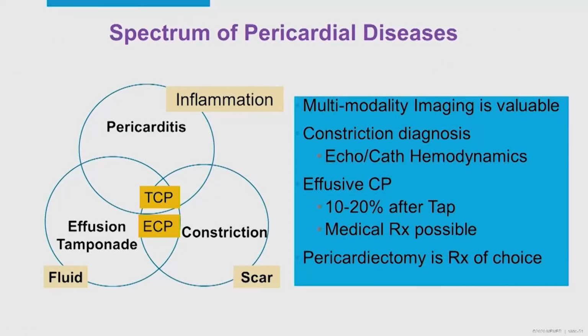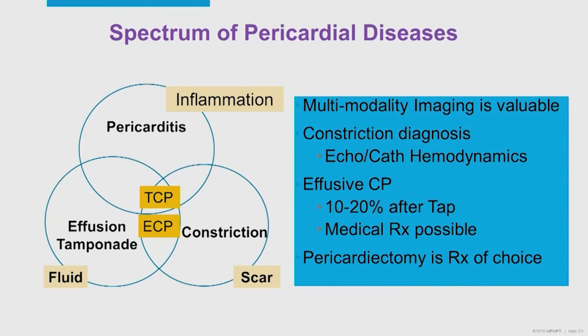So if I can just summarize, pericardial disease has a lot of spectrum: inflammation with pericarditis, fluid with effusion and tamponade, and then scar with constrictive pericarditis. And I think multimodality imaging is quite valuable. Also, the constriction diagnosis really has to be based on hemodynamics. Whether you do echocardiography or cardiac catheterization, you don't really have to do both, if you feel comfortable with one diagnostic hemodynamics for constriction.